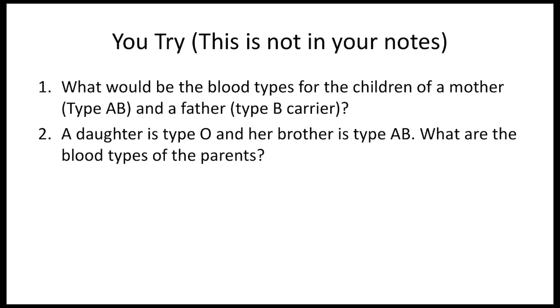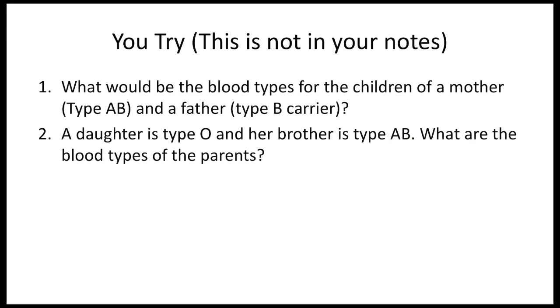For question 1, what would be the blood type for the children of a mother with type AB and a father who is a type B carrier? For question 2, a daughter is type O and her brother is blood type AB. What are the blood types of the two parents? These are your two questions.